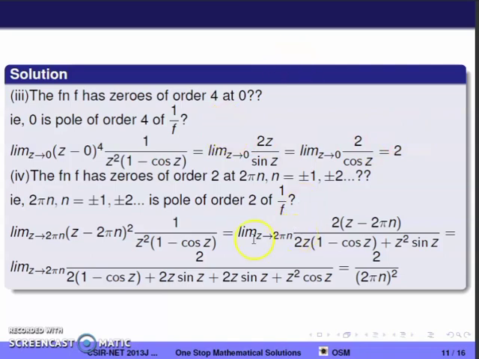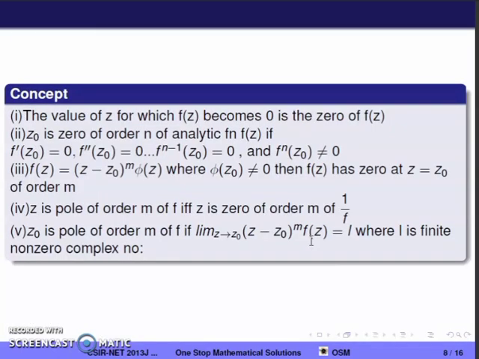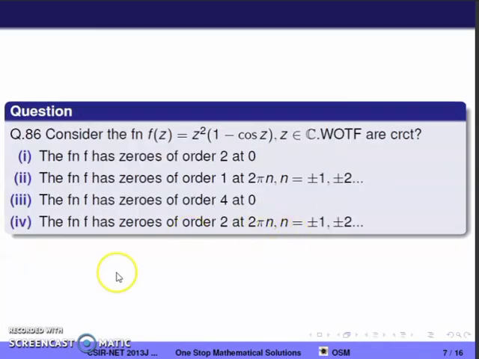Now the last option can also be done like that. f has 0 of order 2 at 2 pi n. So we have to check whether 1 by f has a pole of order 2 at 2 pi n. For that, use the last concept, and finally when we substitute and simplify, we'll get a non-zero finite number. So the last option is also correct. Now let us check the true options. We got the last two as the correct options, that is C and D.